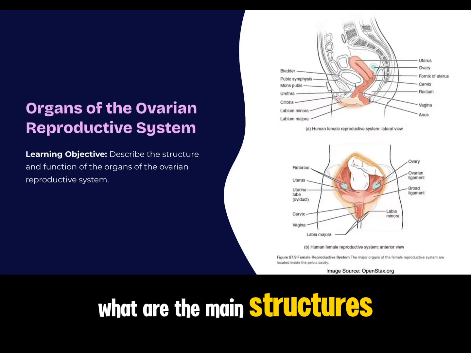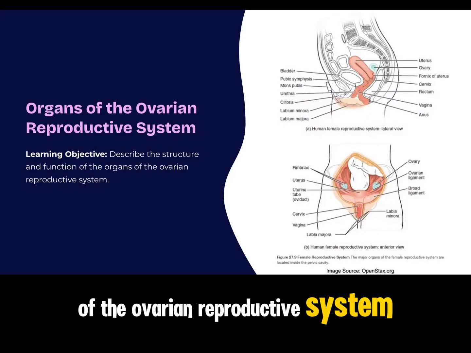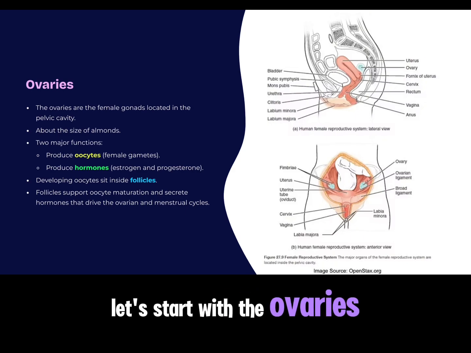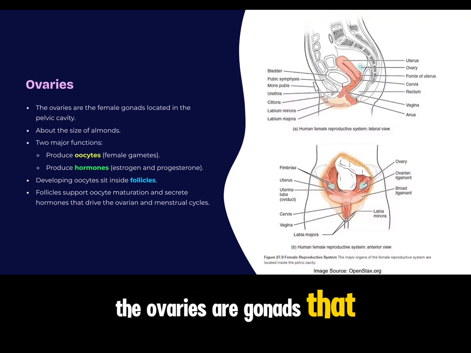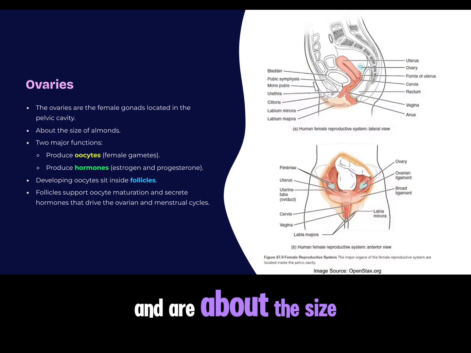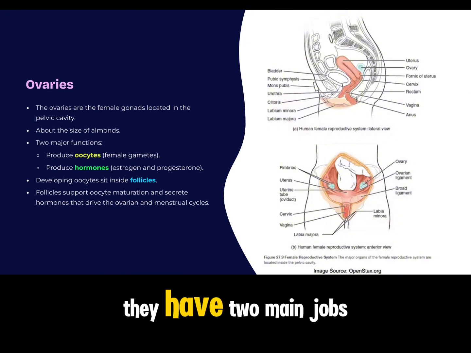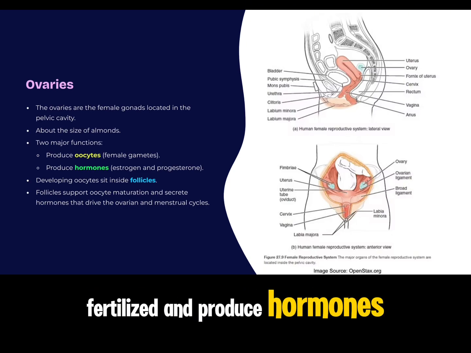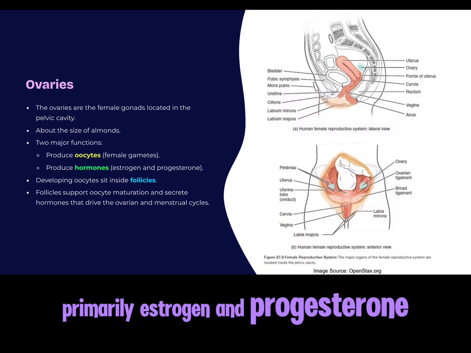What are the main structures of the ovarian reproductive system, and what does each one do? Let's start with the ovaries. The ovaries are gonads that sit in the pelvic cavity and are about the size of almonds. They have two main jobs: produce oocytes, the gametes that can be fertilized, and produce hormones, primarily estrogen and progesterone.